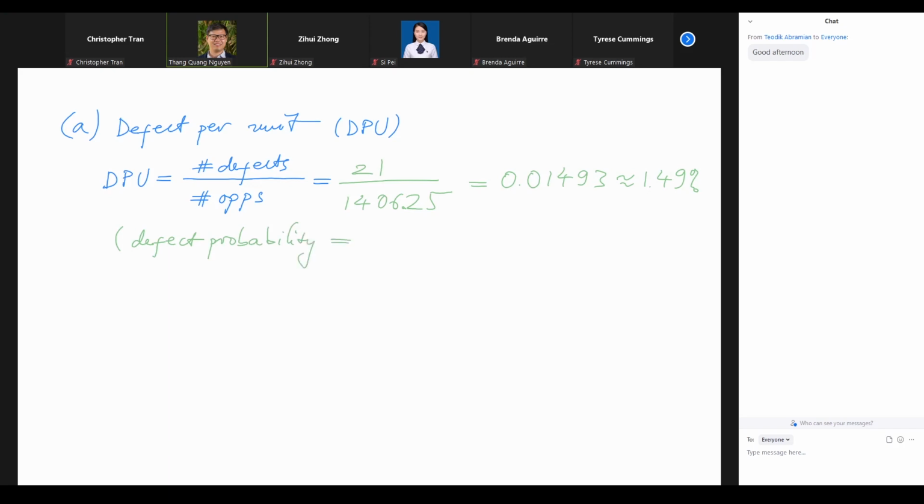Or DP. I would like to ask the whole class, what is your personal take on this 1.49%? Is that big or is that small? So 1.49% defective, or 1.49% with errors. Is that big or is that small? Please feel free to share your personal take.